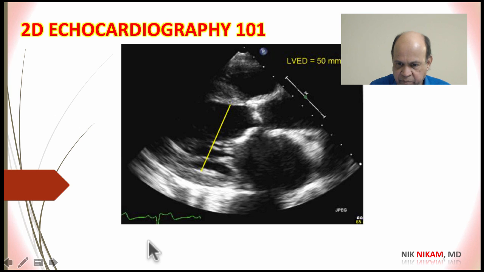Here's another example of a left ventricle which is showing the measurement of the left ventricular cavity as end diastolic measurement as 5.0 centimeters or 50 millimeters. The upper limit of the left ventricular cavity should be less than 5.5 centimeters. Anything greater than that will represent left ventricular dilatation.